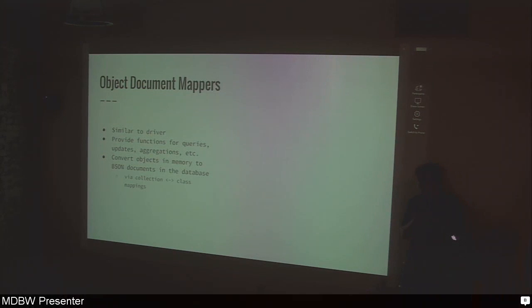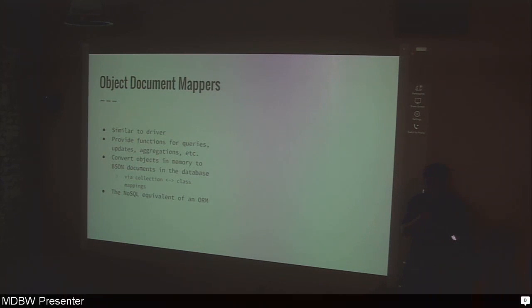And this is accomplished via a mapping between collections in the database and your classes in C++. And if you're not familiar, a collection in MongoDB is similar to a table in a relational database. Yeah, so if you've ever used an object relational mapper, this is the equivalent for a NoSQL database like MongoDB.